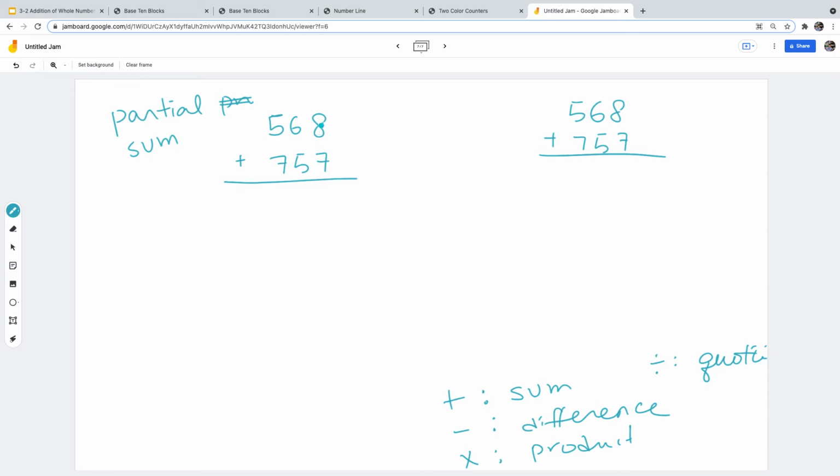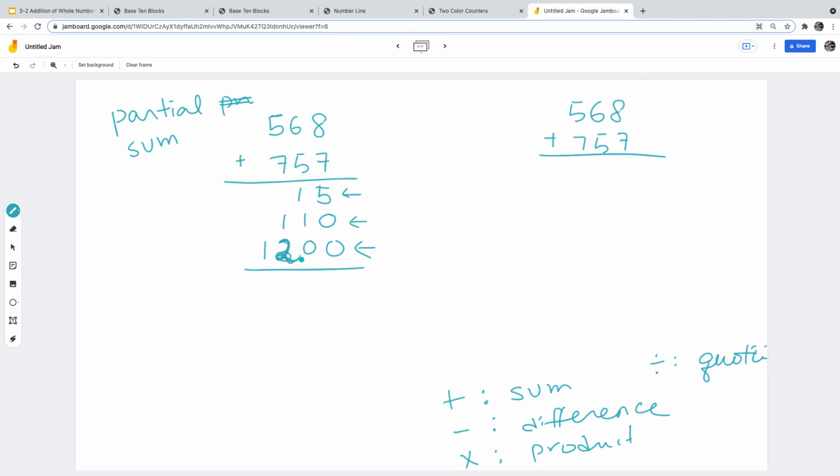So not complete sum, okay? So you're gonna add ones, tens, hundreds all separately. What's 8 plus 7? That's 15. What's 60 plus 50? Which is 110. What's 500 plus 700? This is not 5 plus 7. You need to make sure when you're teaching your students, this is 500 plus 700. So it's hundreds. How many hundreds are there? 5 and 7, 12 hundreds are there. Right?